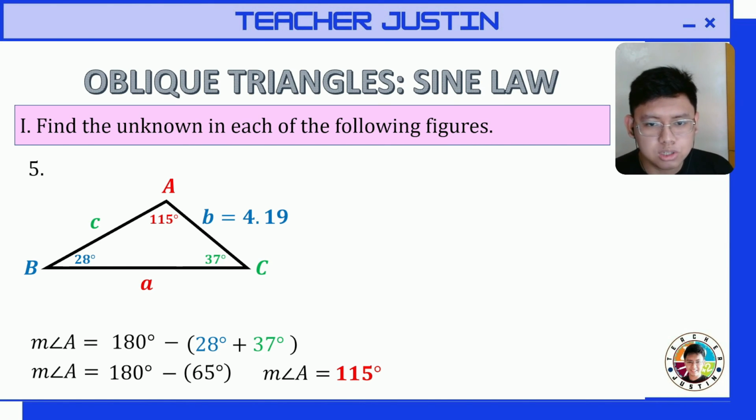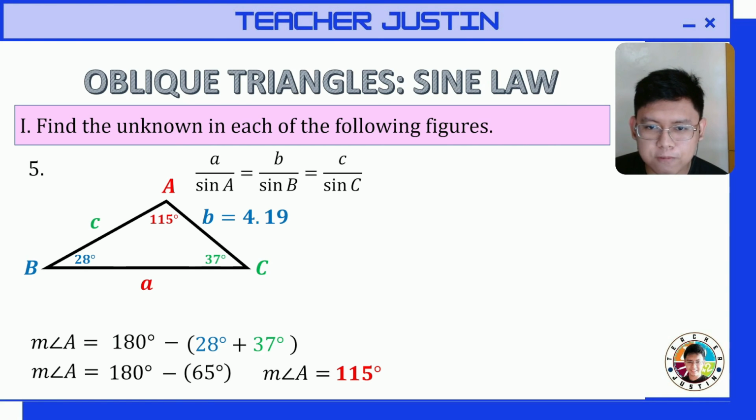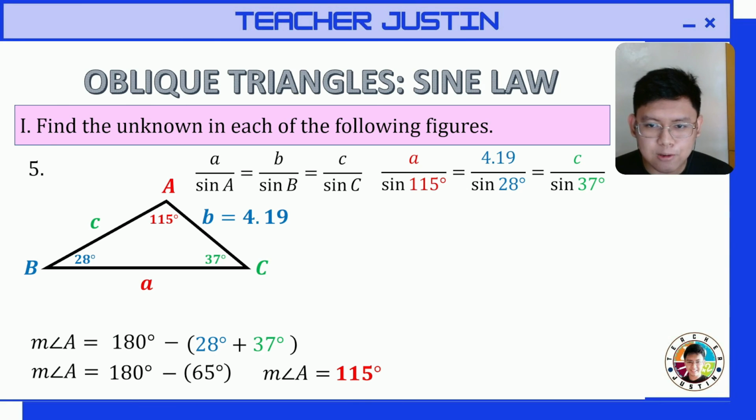Our next step is to solve for the missing sides. So, gagamit na tayo dito ng sine law. So, A over sine A is equal to B over sine B is equal to C over sine C. Now, let's substitute the given values. Meron tayong equation na A over sine 115 degrees is equal to 4.19 over sine 28 degrees is equal to C over sine 37 degrees.